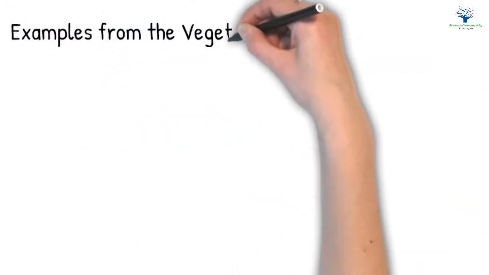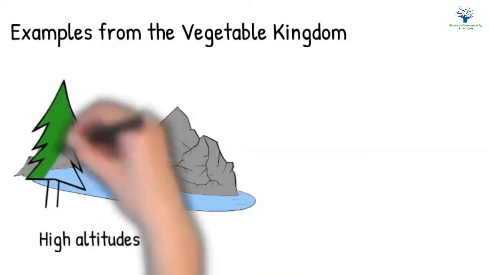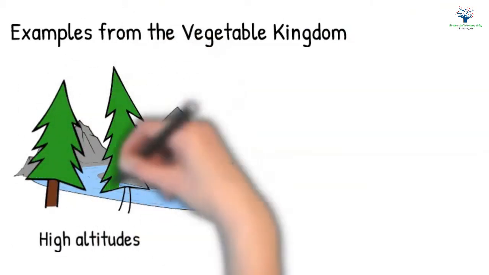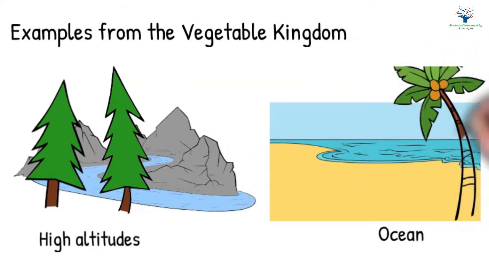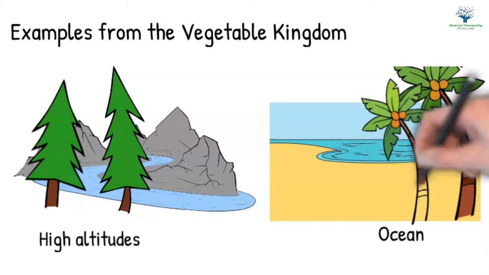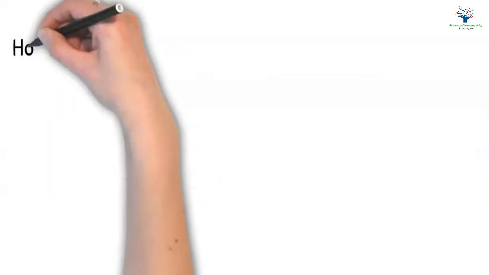So, let's consider some examples of the vegetable or plant kingdom first. Roberts explains, the flora of plants that can grow in the higher altitudes cannot grow near the ocean. Also, we can consider the rivers. Means, the plants which can grow easily near the sea will find it difficult to survive in the mountains.